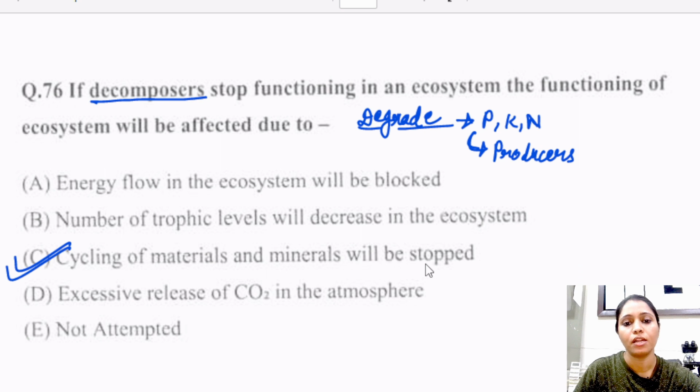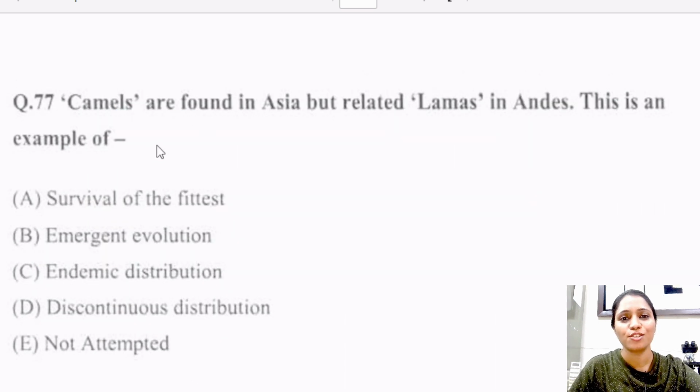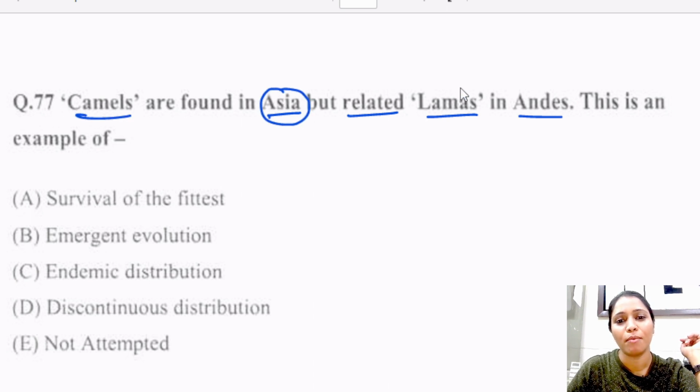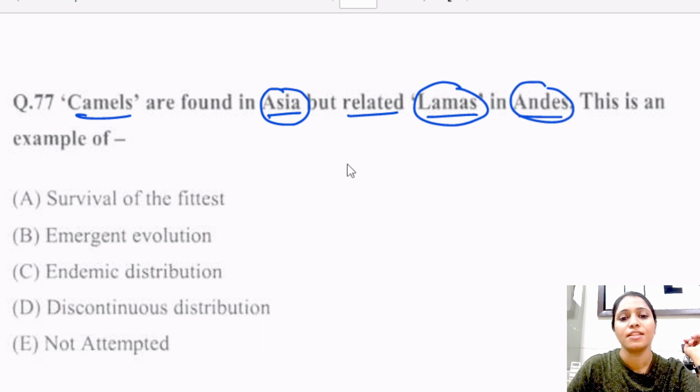Cycling of materials and minerals will stop if the functioning of decomposers stops. Next question is, camels are found in Asia, but related llamas are in the Andes. This is an example of... So think about it. Why are camels found only in Asia and llamas in the Andes? This is an example of discontinuous distribution.